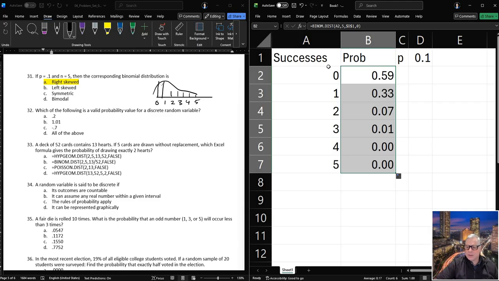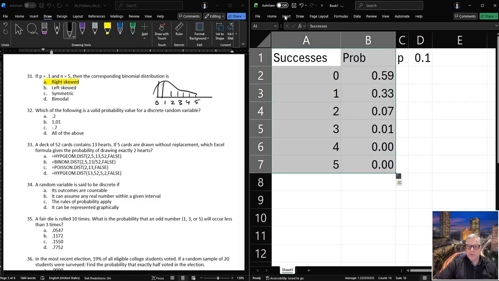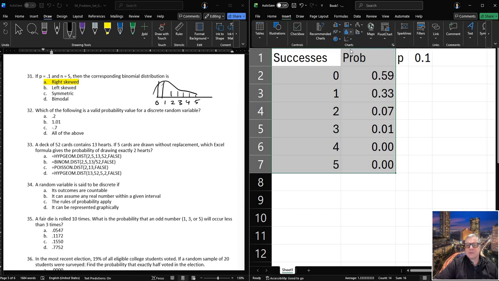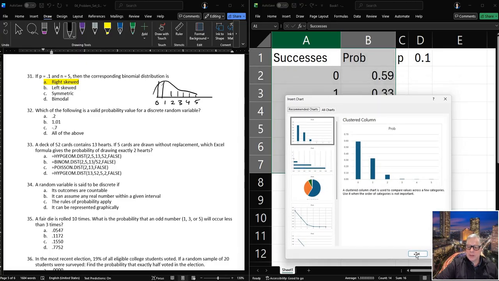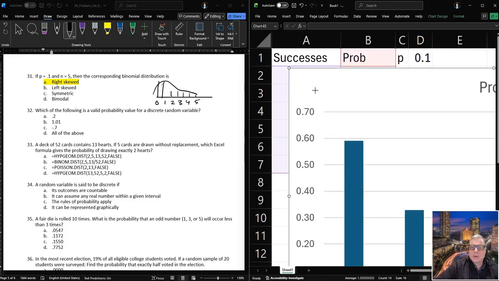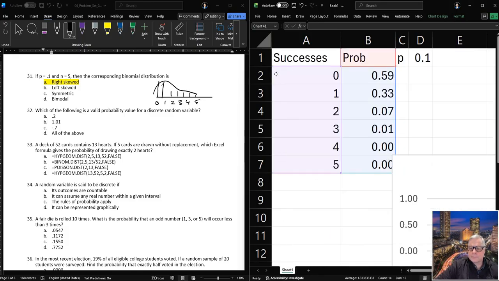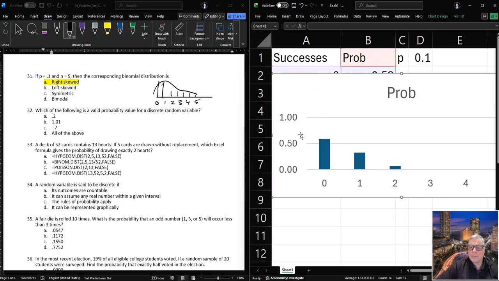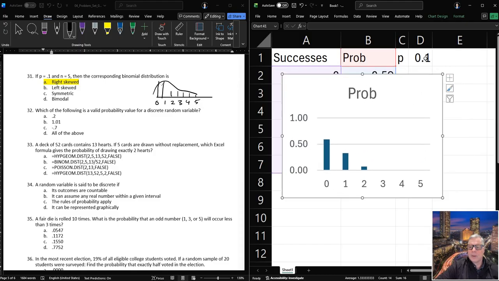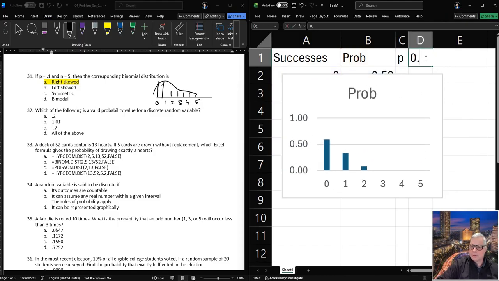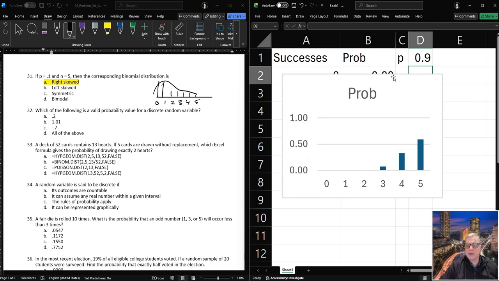So this is what it looks like, so we can draw it. Insert. And you can see it is skewed to the right. And if you had 0.5, it would be symmetric. And if you had 0.9, it would be skewed to the left.